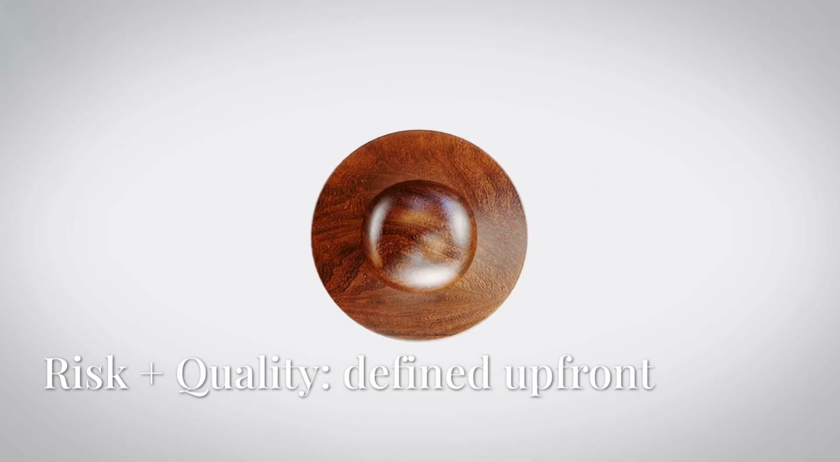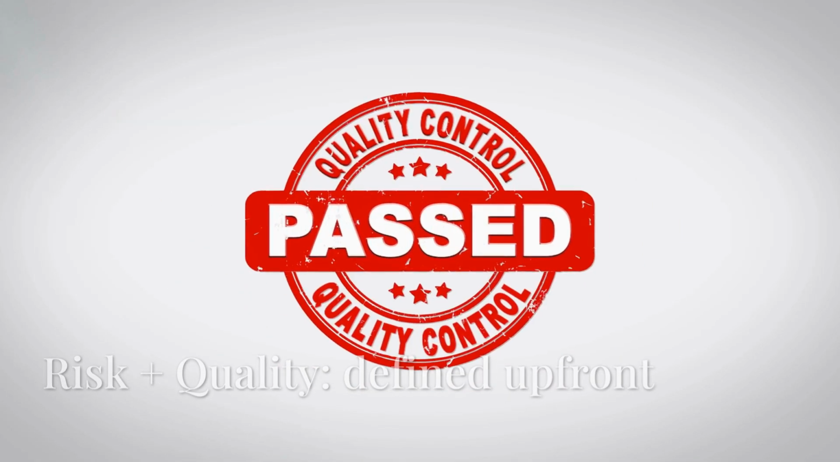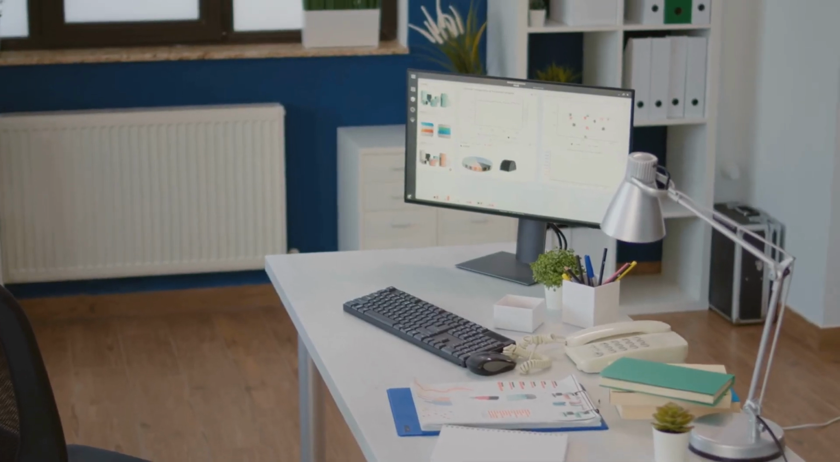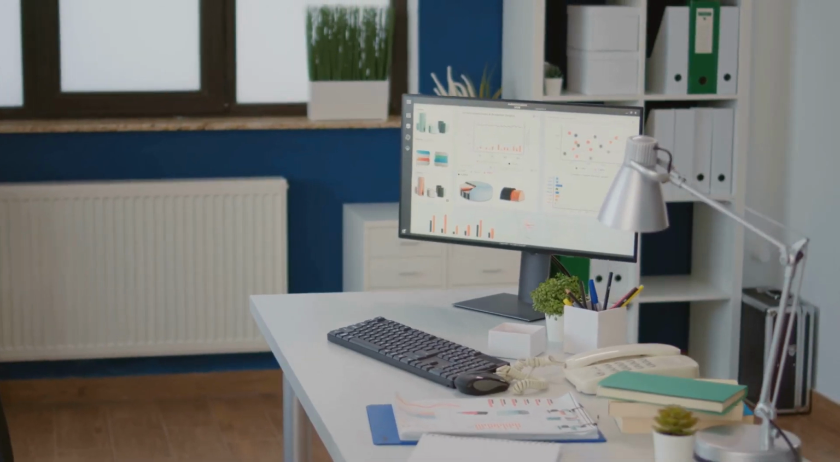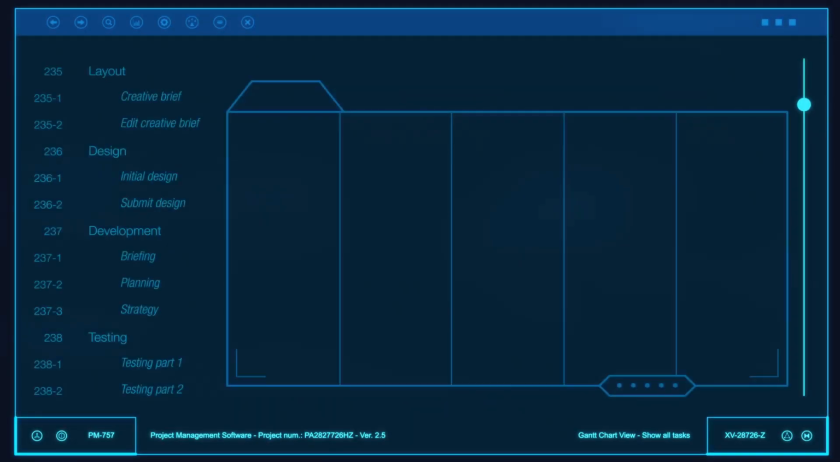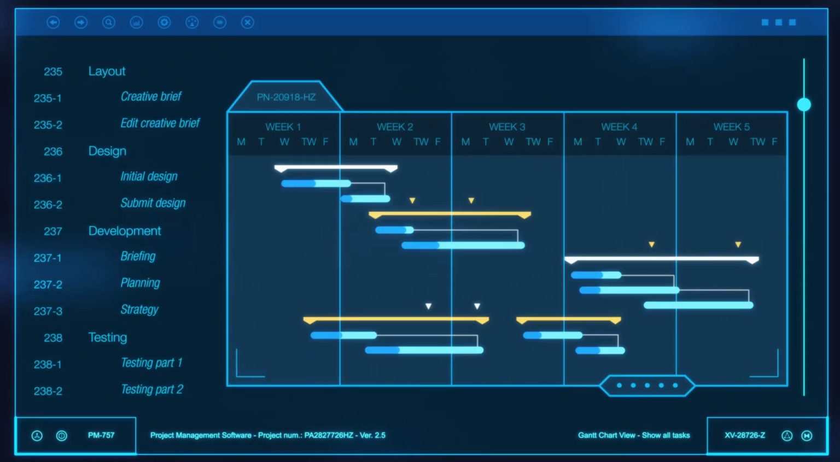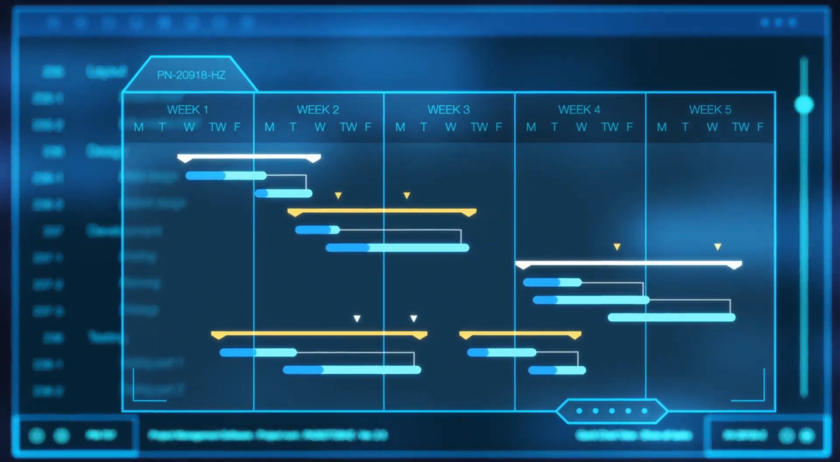It also addresses risks and quality expectations from the start. Throughout this guide, we'll use plain language and practical steps. You'll see how to plan, execute, review, and deliver translations that meet agreed requirements.